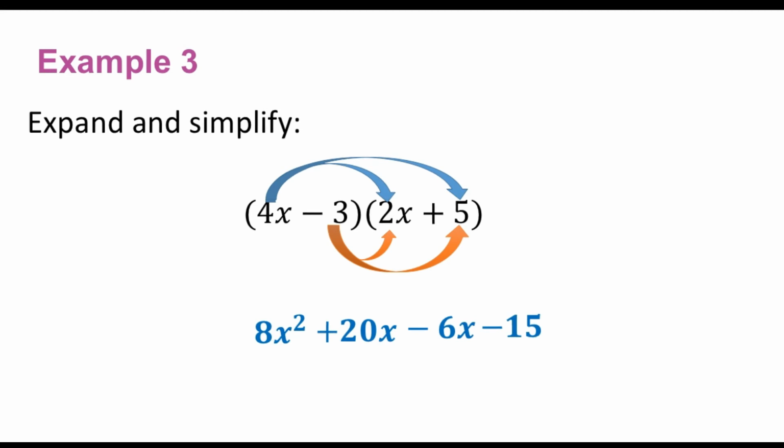We can agree that 20x minus 6x are like terms there, so those can be simplified. The 8x squared remains, I write it back. 20x take away 6x, that's equal to 14x, so I write positive 14x there. And then the negative 15 remains, I write it back. So my final answer is 8x squared plus 14x minus 15.